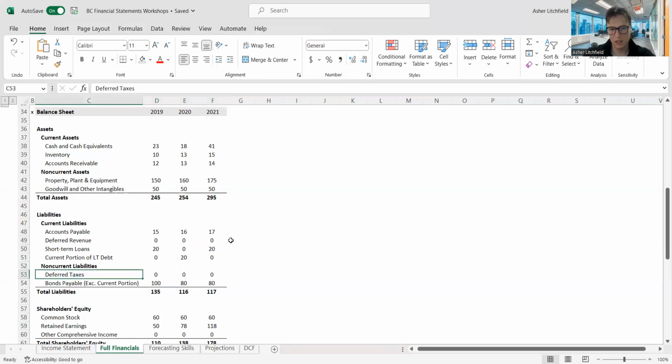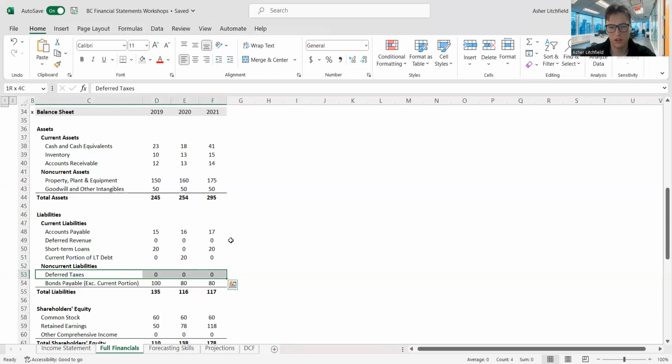Deferred taxes, these are permanent, and these usually occur either in an M&A deal or when your company loses money. When your company loses money, your government actually pays you a negative tax rate. So rather than you paying taxes, they say, you know what, you lost money this year, you don't have to pay taxes in the future, and they'll give you a little bit of a tax asset, a deferred tax. I guess in this case, it's a liability.